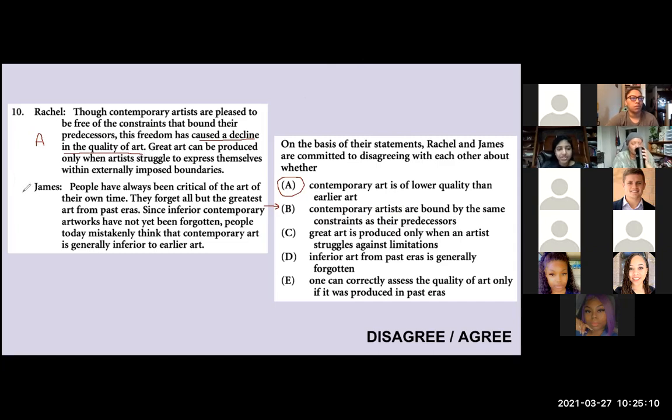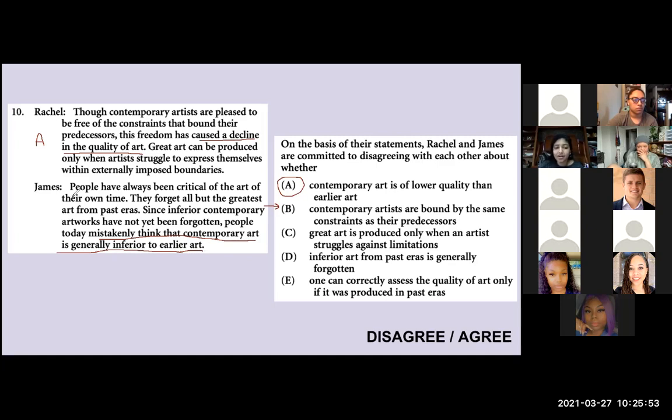And then what is James saying about A? How would James feel about A? People today mistakenly think that contemporary art is generally inferior to earlier art. So he's saying that people are wrong. Exactly. Meaning that it's actually superior? He thinks that it's superior? Do we know that he thinks it's superior, or just that others mistake it for being inferior? Yeah, he's saying it's not necessarily inferior, right?